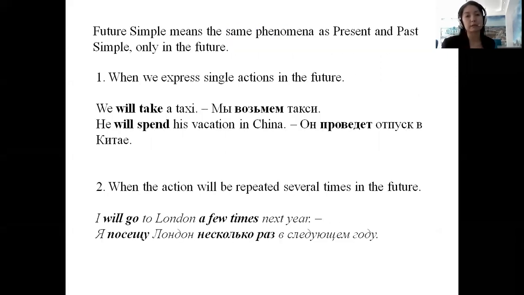Now we talk about when we use the future simple. Future simple means the same phenomenon as the present and the past simple, only in the future. Yes, we use it when we express a single action in the future. For example, we will take a taxi. Second, he will spend his vacation in China. And next, we use future simple when the action will be repeated several times in the future. For example, I will go to London a few times next year. Yes, repeated a few times.